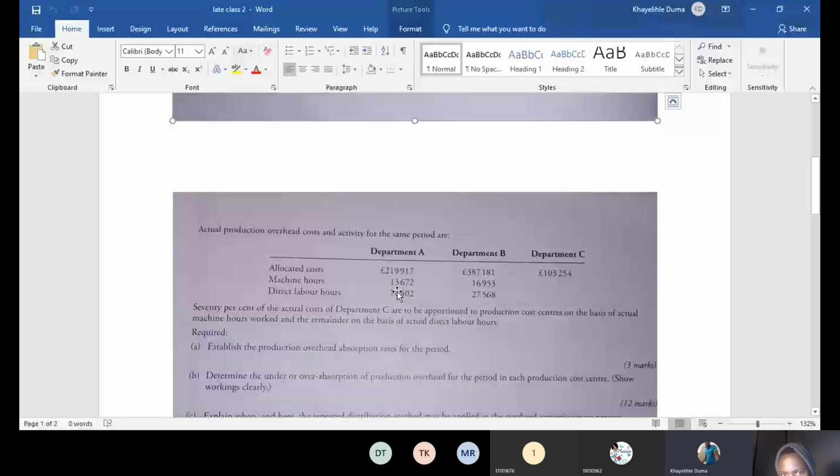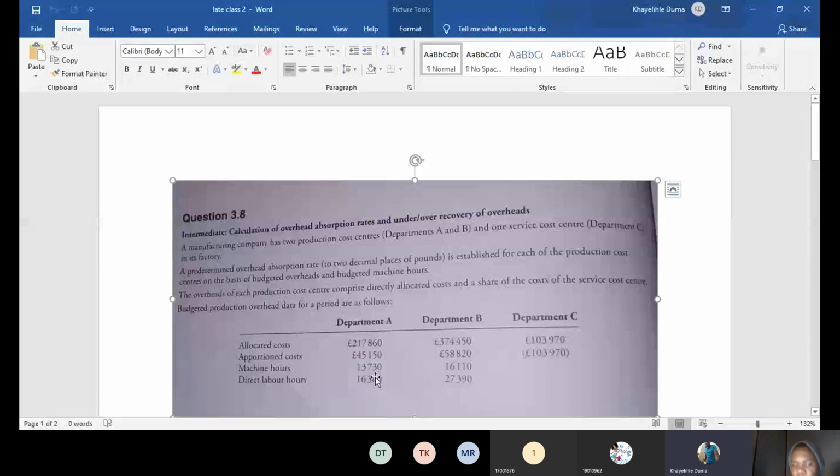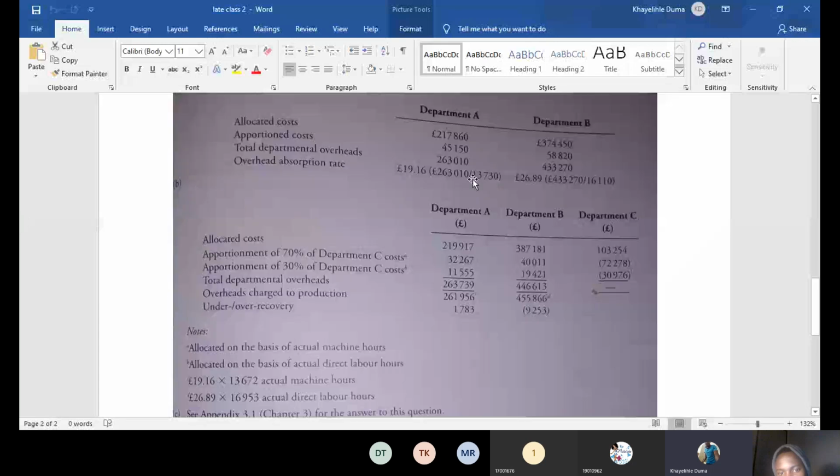This 13,730, it's from the budgeted. So you can see now where we are. You use your budgeted to calculate the predetermined. And then now you can multiply using your actual. So in this case, you are supposed to say this total divided by the budgeted, and then the total will be divided by the budgeted.